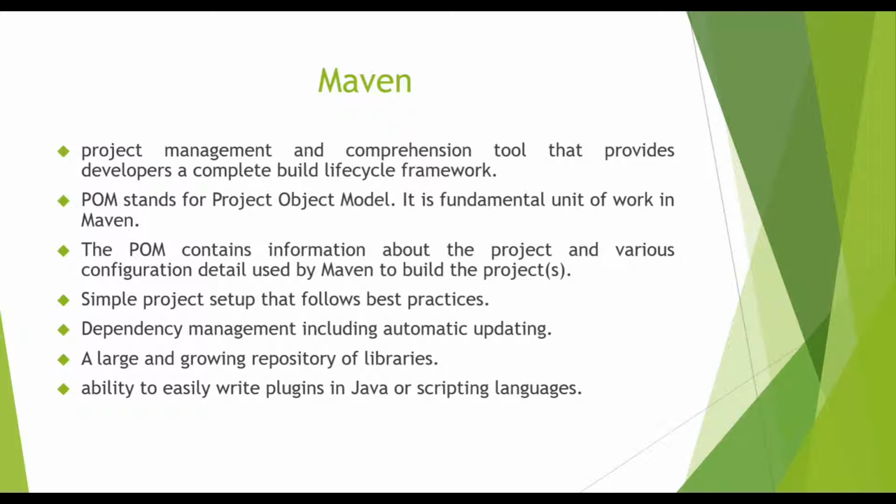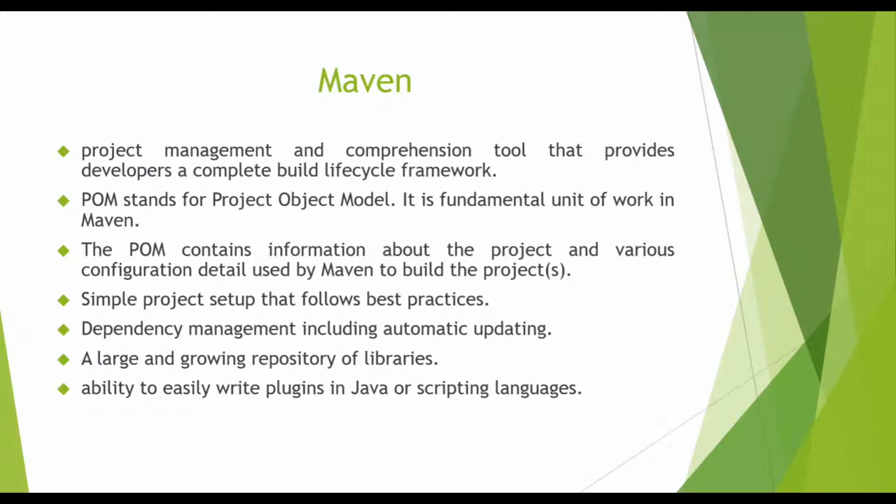Then we are going to discuss Maven. Maven is a project management tool. It is used to manage the project. We have one file in a Maven project called pom.xml. POM means project object model. It is the fundamental unit of work in Maven. All the dependencies of the particular project we can give in the pom file.